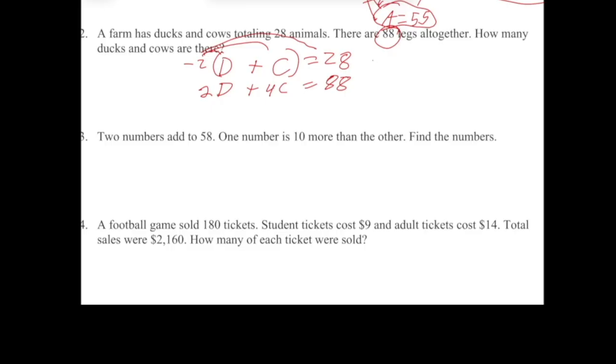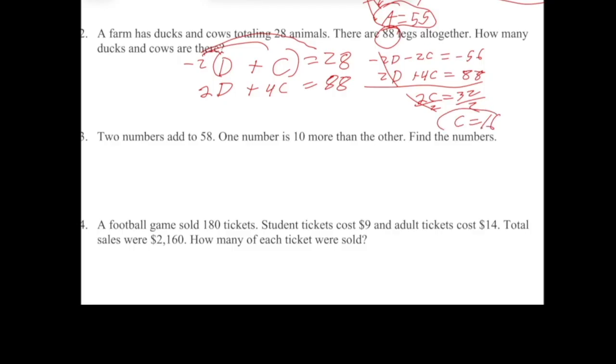And so I'm going to have -2D minus 2C equals, what's 2 times 28? That would be 56, and I've got to make it negative. Now I'm going to have 2D plus 4C equals 88. Boom, die. I'm left with 2C equals, what is 88 minus 56? That looks to me to be awfully like a 32. And then once I divide everybody by 2, my C will equal 16.